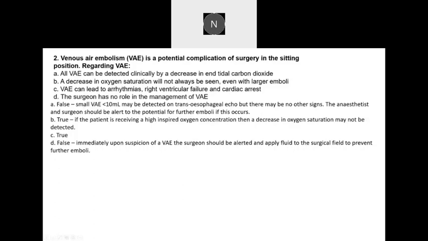And arrhythmias and right ventricular failure are common if there is a massive embolism. And the surgeon has a main role in preventing further aspiration of air into the venous system by pouring saline or flooding the area with saline. So there are two true answers and two false answers. A and D are false, B and C are true.